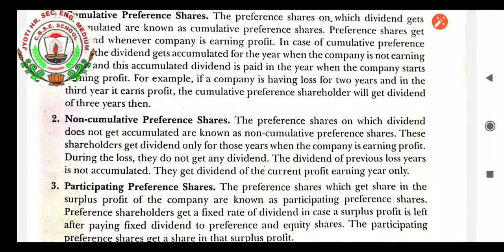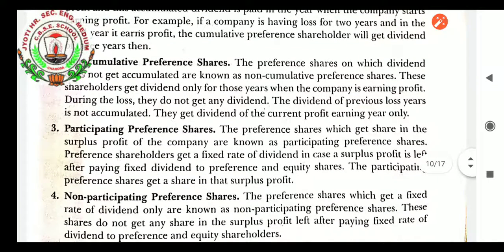In the year when the company has a loss, no dividend will be paid, and it will not be paid in the form of cumulative dividends in the next coming profitable years. Participating preference shares. Participating, as the name suggests, they can participate in the surplus profit of the company.